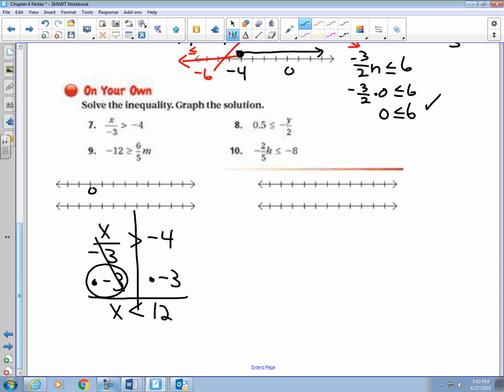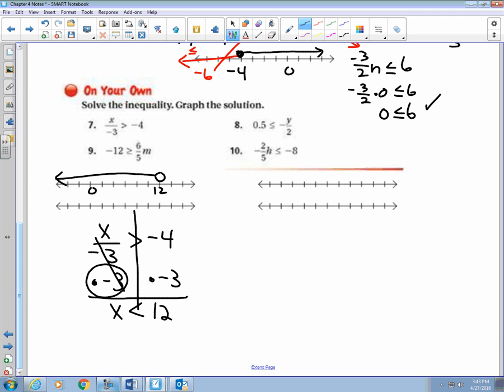I'm going to have a 0 here, and somewhere to the right I'm going to have a 12. And it says x can be less than 12. Can't be equal to it, but it can be less. So I'm going to put an open circle, and an arrow would go to the left. So I can take any number to the left of 12 and plug it back in, and it should work.